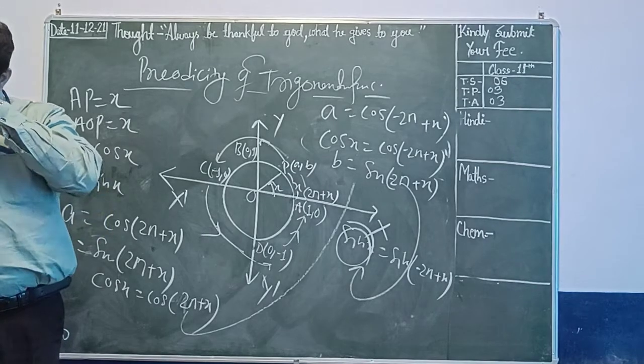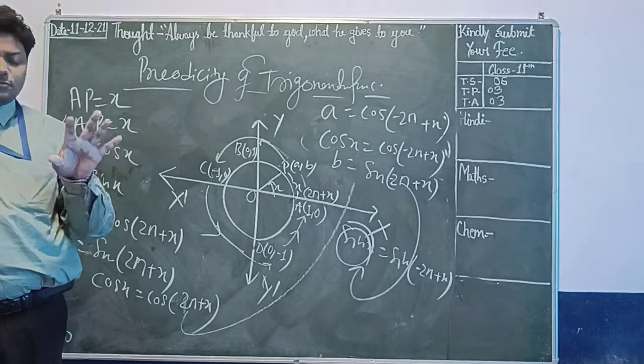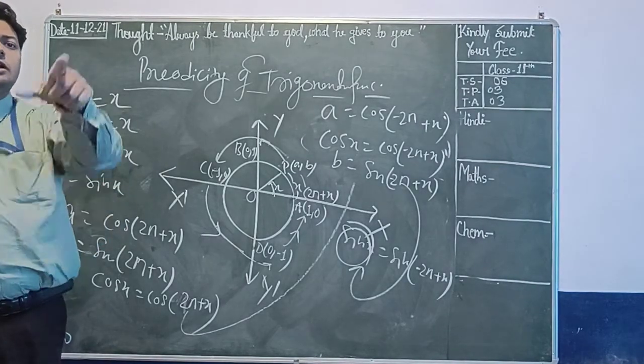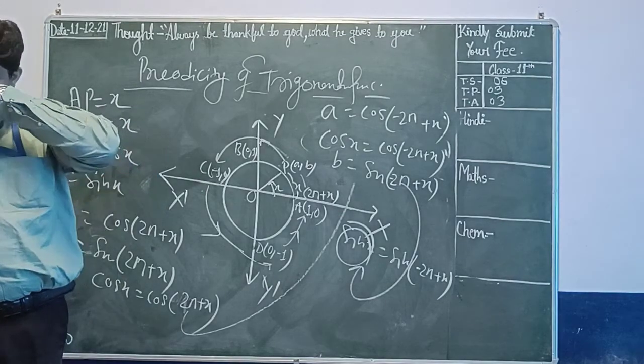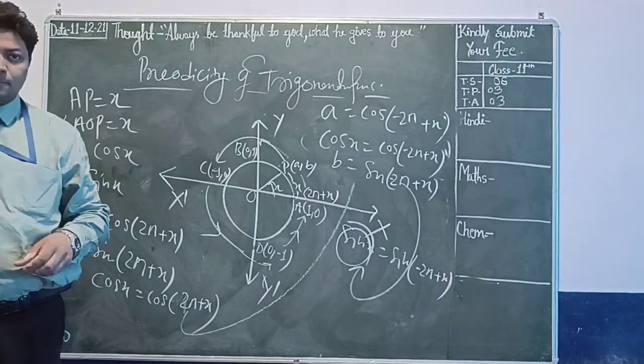Is it clear? Now if sine and cosine are periodic functions with period 2 pi, so you can simply write, now let's talk about the tan. Is it clear?